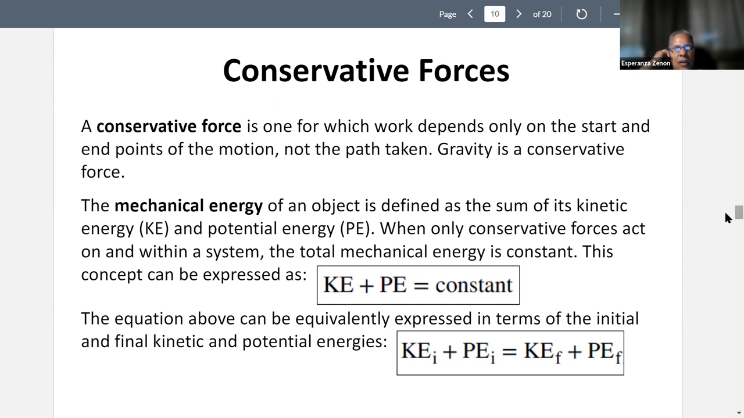When you are dealing with conservative forces, the total mechanical energy is conserved. If you add up your kinetic energy and your potential energy, the total is always going to be the same. Since that total mechanical energy is constant, you can look at the kinetic energy plus the potential energy in the beginning, and then the kinetic energy plus the potential energy at the end, and the totals will always be the same. Anytime you're dealing with a conservative force like gravity, mechanical energy is conserved, and the total amount in your system is always going to be the same.